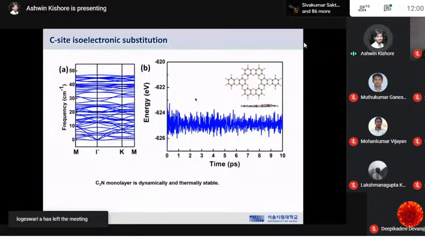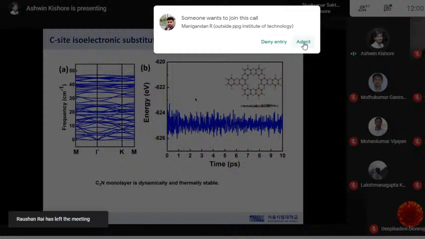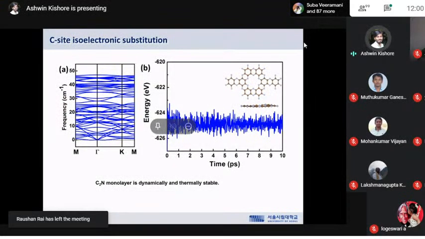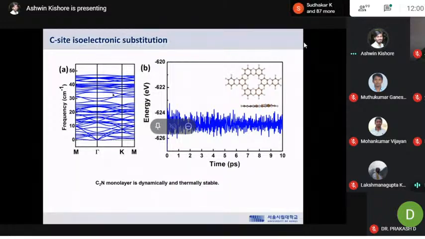So first we will look at the stability of the pristine C2N monolayer. For that we calculated the phonon spectra. From this figure we can see that all the vibrational modes are real.